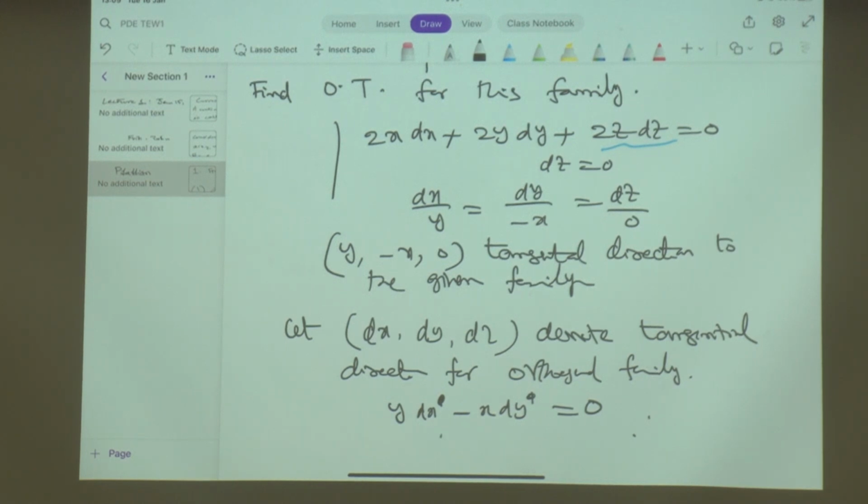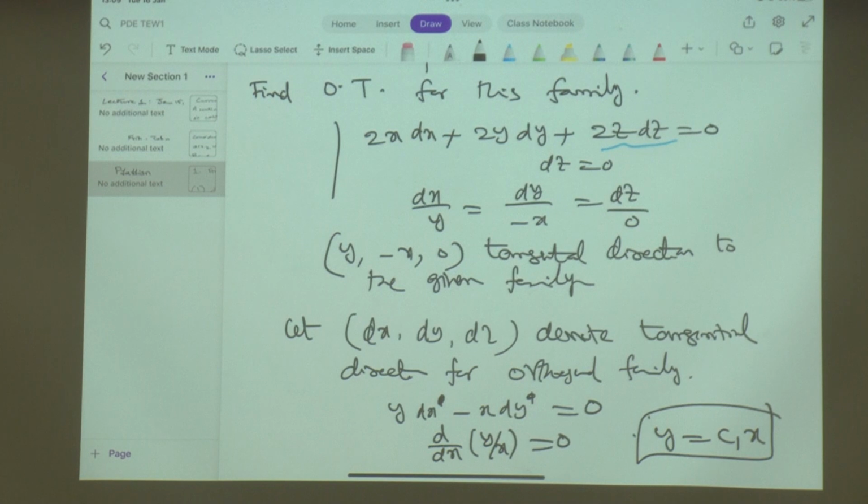So that is d of (y by x) equal to 0. That means y by x is constant, so y equals c1 times x. So this is a family of orthogonal trajectories. I can't just say this is y equals c1 x. I have to remember the equation: the set of all x, y, z such that x square plus y square plus z square equal to 1 and y equal to c1 x, where c1 is a constant. So that is the orthogonal trajectories.